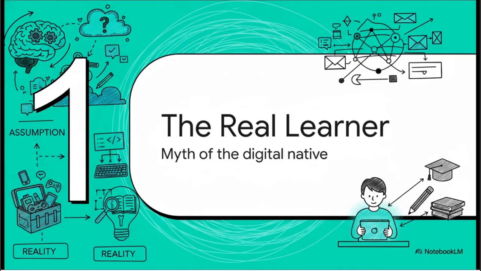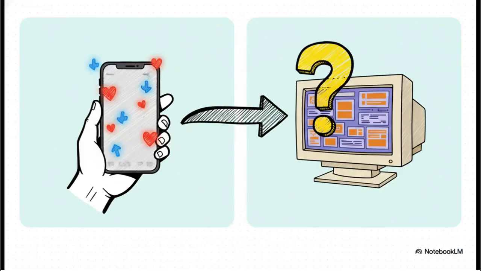So let's start right there. The first step is to get real about who our learners are. It's time to move past this myth of the digital native and really look at the gap between our assumptions and their actual digital skills. And this is such a critical distinction that Atkinson's Substack makes.